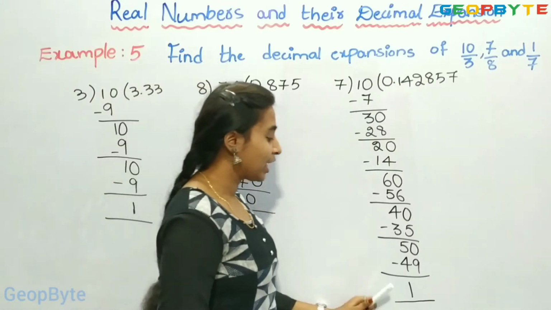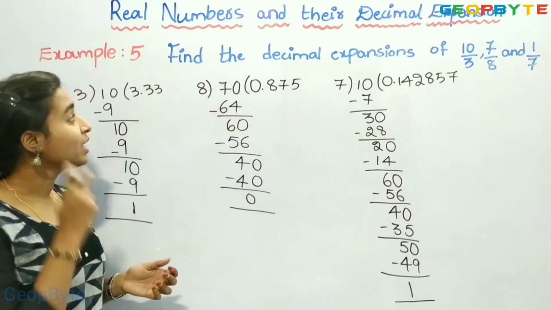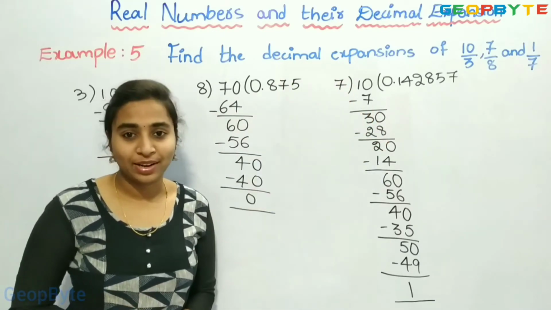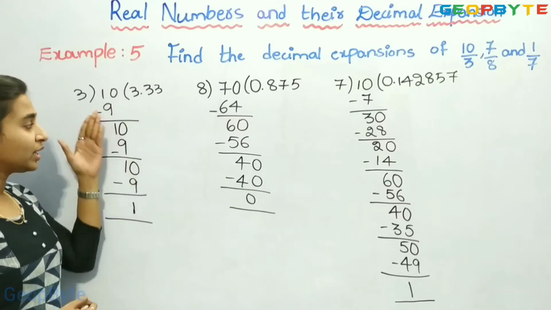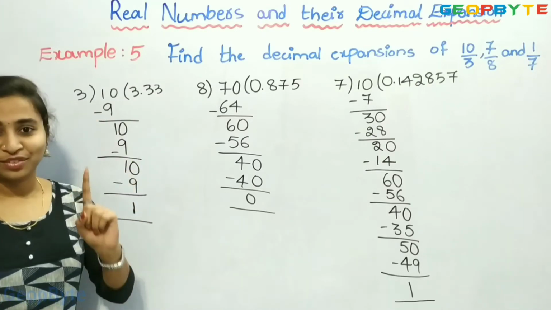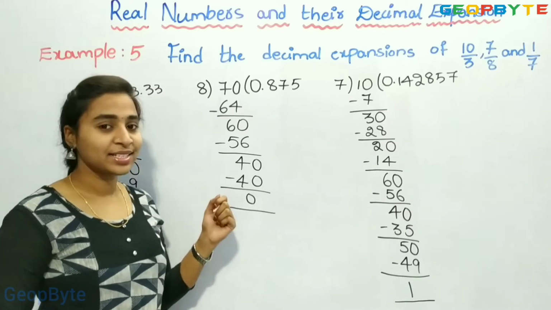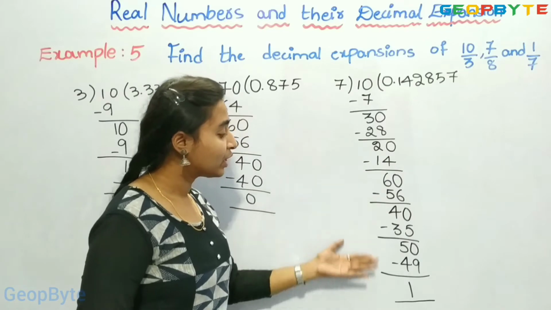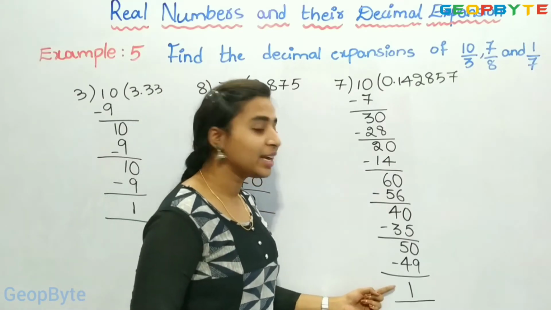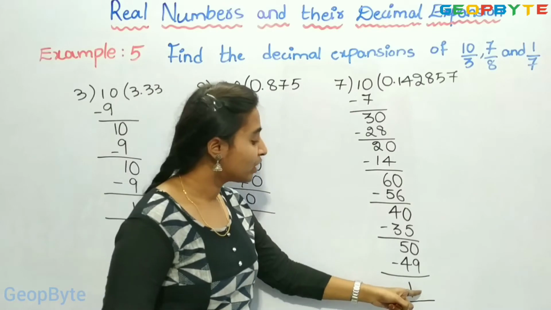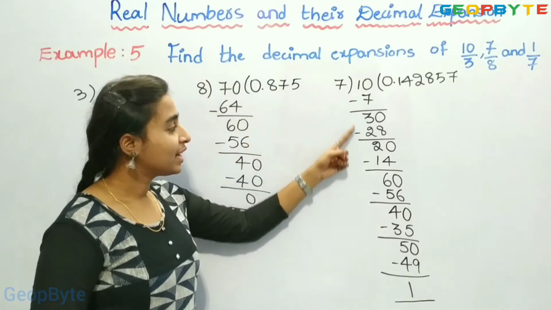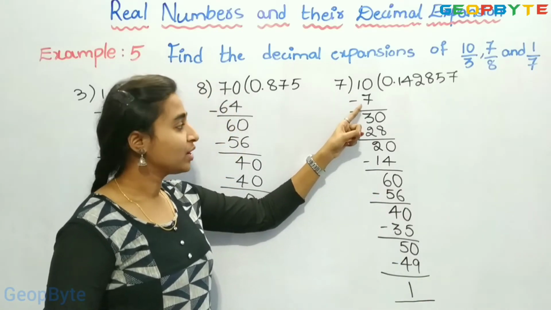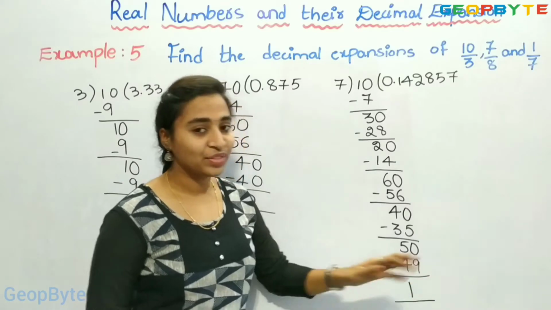We got remainder 1. If you see, we have rational numbers 10 by 3, 7 by 8 and 1 by 7. In this case, we got repeating remainder as 1. And in this case, we got 0. But in this case, it went on going, but finally it ended with 1. So, if we write 0 and start again, it comes again like this. If we write 0 again we need to write 7. So, this procedure will be repeating after this.